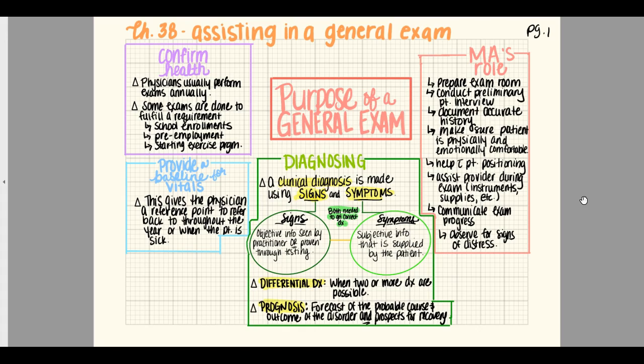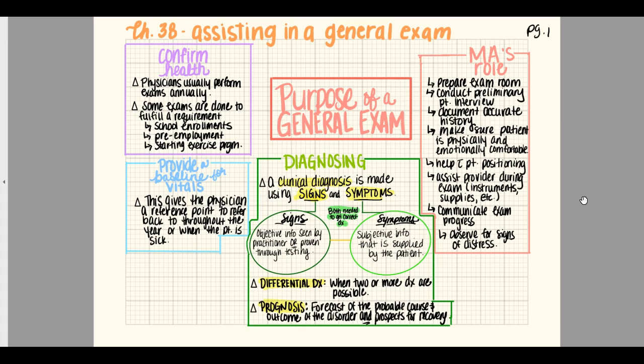So your role in a general exam, first you're going to prepare the exam room, and we're going to talk about that in another slide. You're going to conduct the preliminary patient interview. We've already done some of those in class together in our lab time, where you are interviewing each other so that you can then document an accurate patient history. So you want to make sure that you are accurately taking down all of the information from the patient to kind of put together this picture of their history and get that into the chart appropriately.